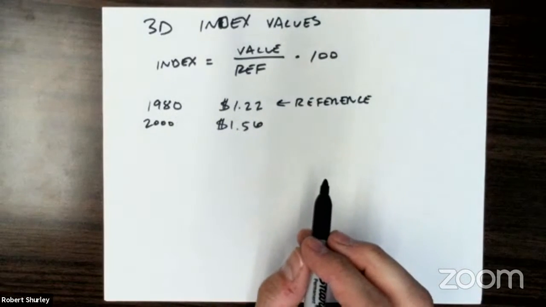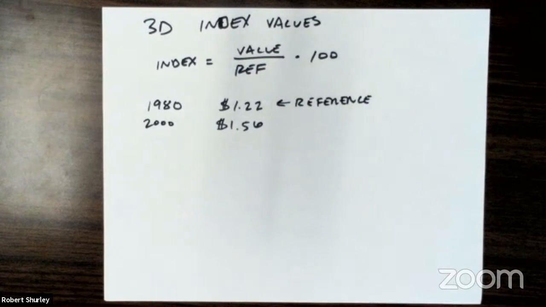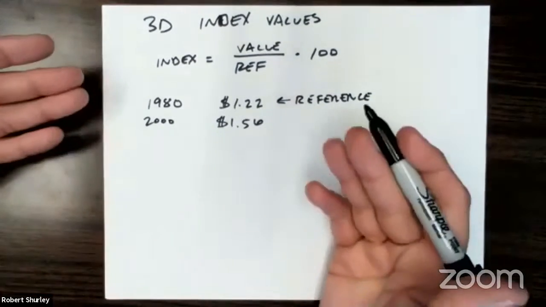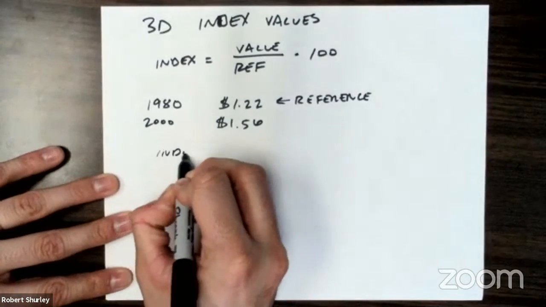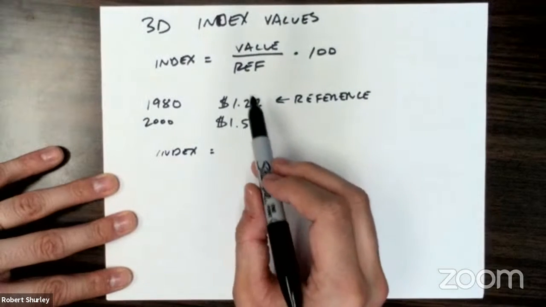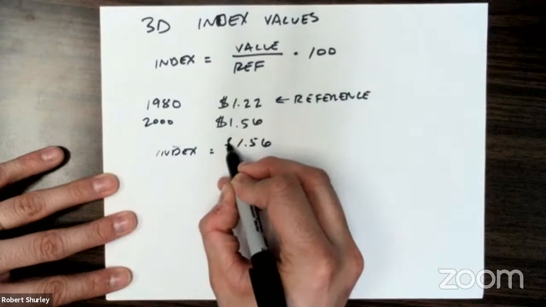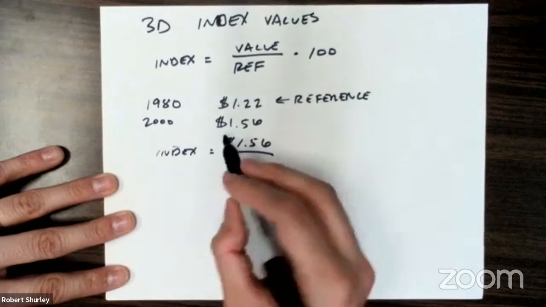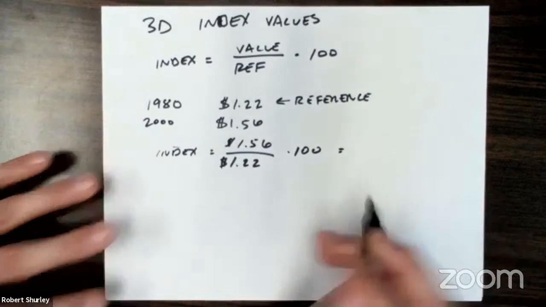And let's find this index for really 1980 to 2000. Okay, so this is going to be the index value from 1980 to 2000. So if I want to find the index, it's going to be now the more current value, $1.56 divided by the reference value, which is $1.22. And then we're going to multiply it by 100.